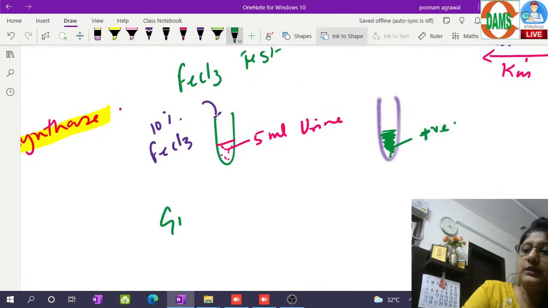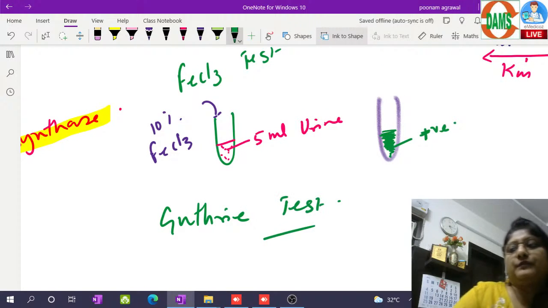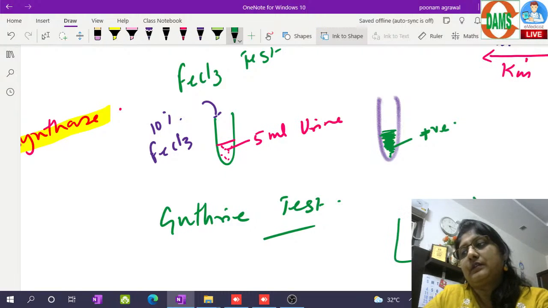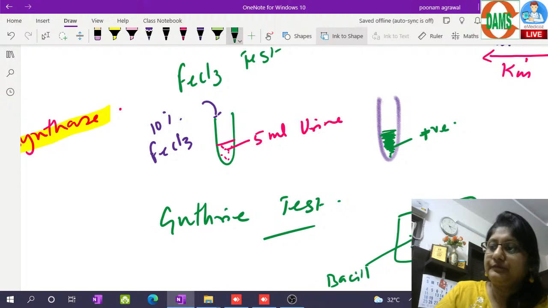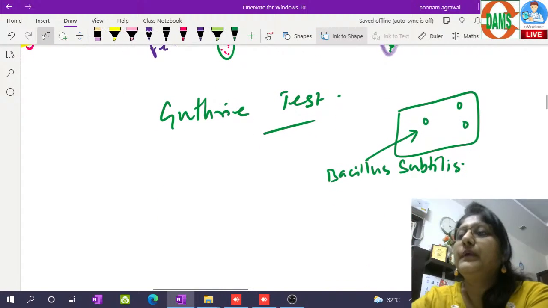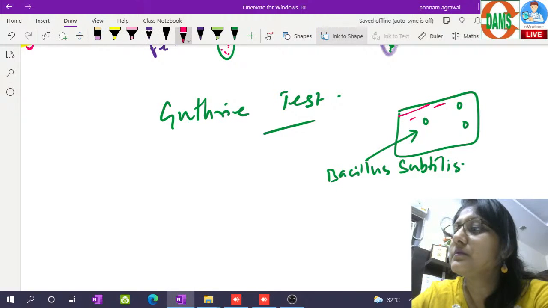and this is to be confirmed with another test, which is the Guthrie test, which is done with the help of the blood of the baby. In this, Bacillus subtilis spores are taken. This is Bacillus subtilis, spores are taken, and baby blood is added in this. Right, baby blood is added.